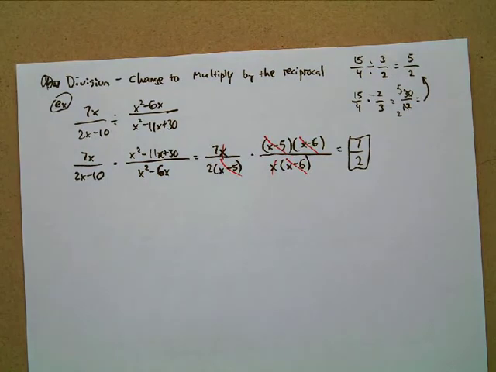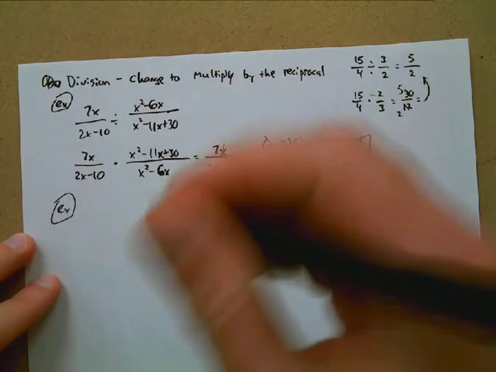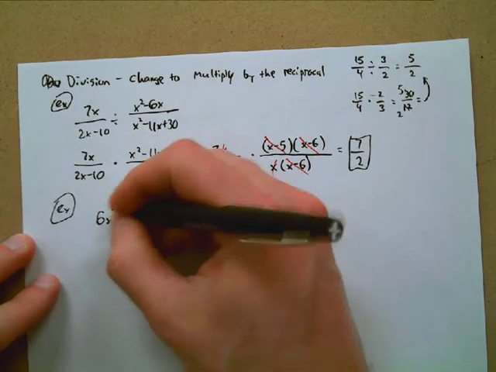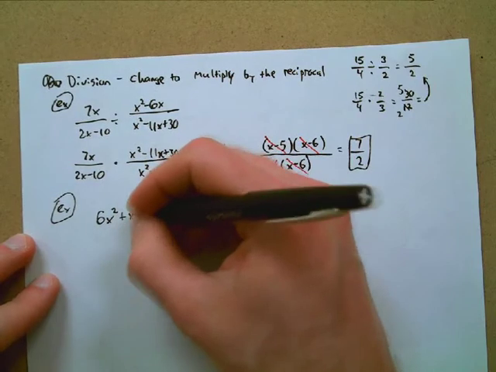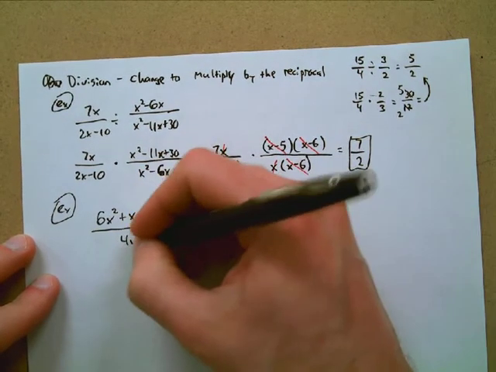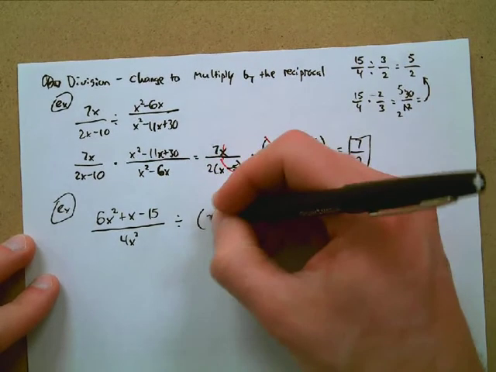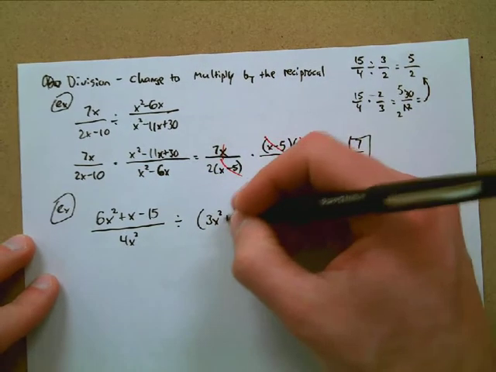Okay. All right, one more here, and I'll have you guys try one. 6x squared plus x minus 15 over 4x squared divided by 3x squared plus 5x.